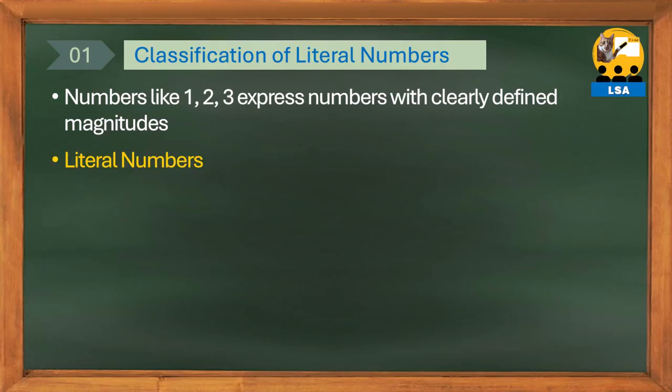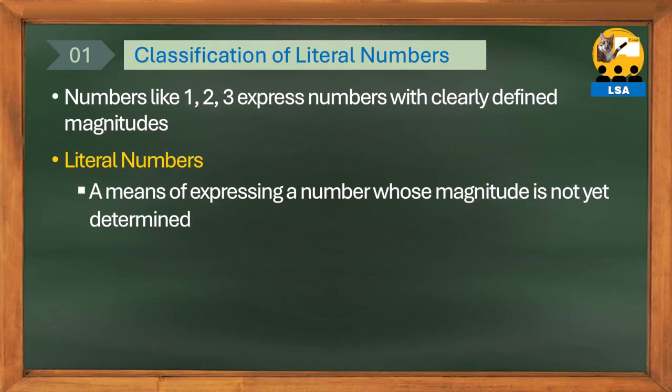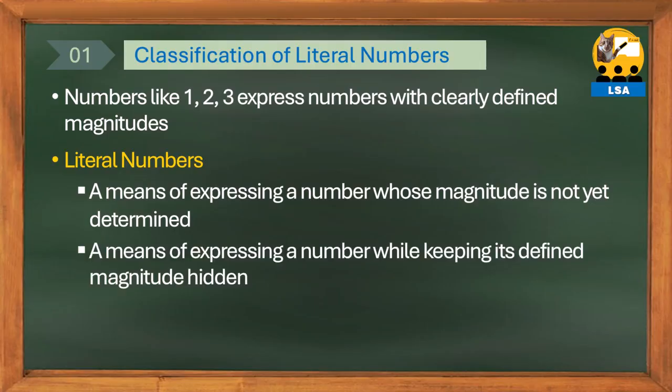Then when do we use literal numbers? If a number exists, but its magnitude is not yet determined, or if the magnitude is determined, but we do not want to reveal it, how can we express that number? In such cases, mathematicians use letters instead of numbers as symbols to express numbers. It means a letter expressing a number, and a number made of letters, so it is called a literal number. By convention, lowercase English alphabets are mainly used.